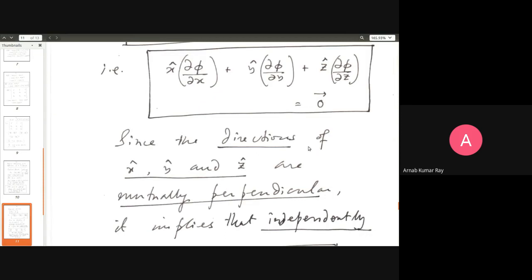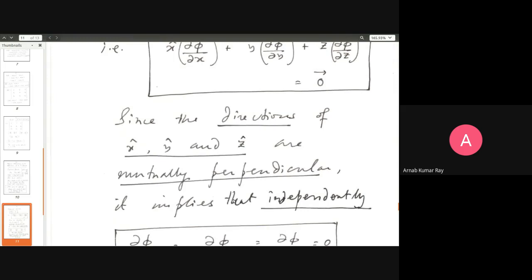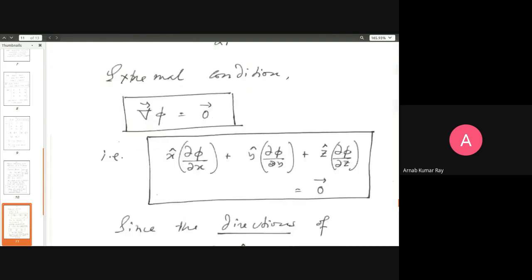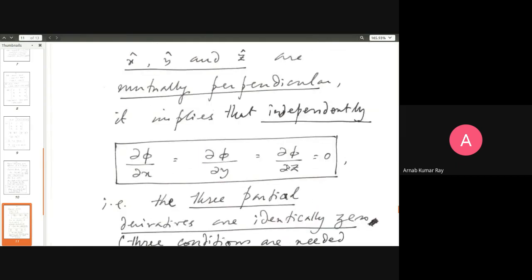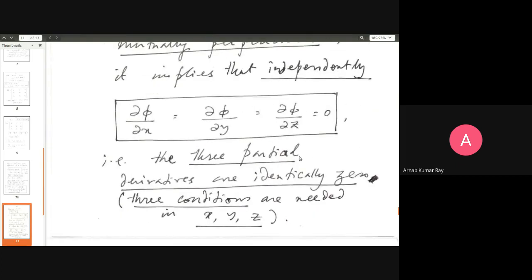Now, in the last tutorial, we discussed a problem where we talked about a constant vector. Vector P has 3 components, and I said that if the vector P is a constant quantity, then all the 3 components are also constants. But now we are looking at something more specialized than that. Here we are talking about a vector which has 3 components, and the 3 components are adding up to 0. What is your conclusion from this formula? Your conclusion is that since the directions of x cap, y cap, and z cap are mutually perpendicular, it implies that independently ∂phi/∂x, ∂phi/∂y, and ∂phi/∂z are equal to 0. Why are they 0? Individually, why should they be 0?